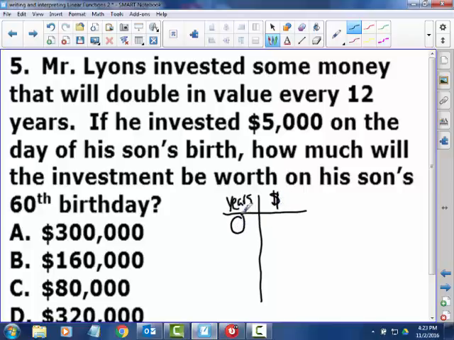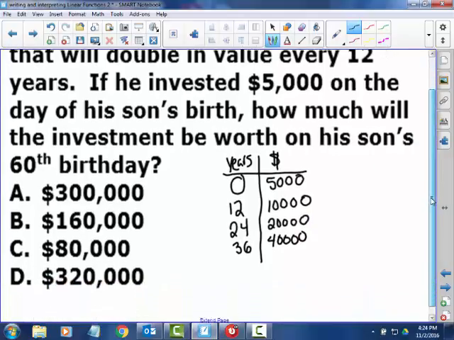So at 0 years, right, because the day of his son's birth, so that's 0 years, there was $5,000. Okay? And so if it's in there 12 years, it's going to have doubled, so that would be $10,000. And then the next 12 years would be 24 years for his son, and that would be $20,000 if it doubled. Okay. And then the next 12 years would be 36, and so that would be $40,000.